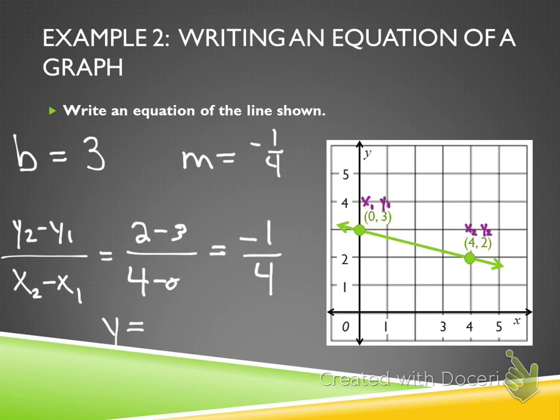Y equals -1/4 x plus 3. And that's your equation. So that's how you would work backwards from your graph. Now what if I were to only give you the ordered pairs and not the graph? So how would we figure it out then? All right, so let's look at this one.